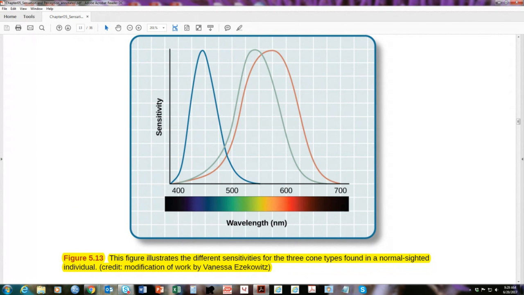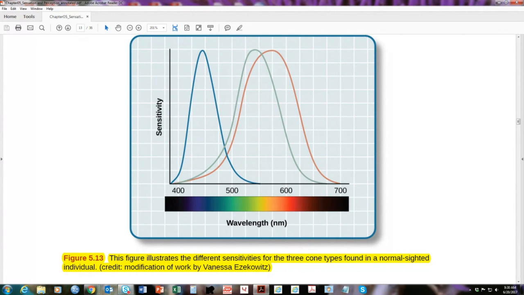If you look at figure 515 or 513, you'll see that we have blue cones, green cones, and red cones, and you can see the areas of maximal sensitivity, but you can also see that these cone types overlap with each other in terms of their sensitivity, so that if you're stimulating in the area around, let's say, 500 nanometers, you're going to stimulate all three cone types to some degree. So all three cone types are stimulated to some degree.